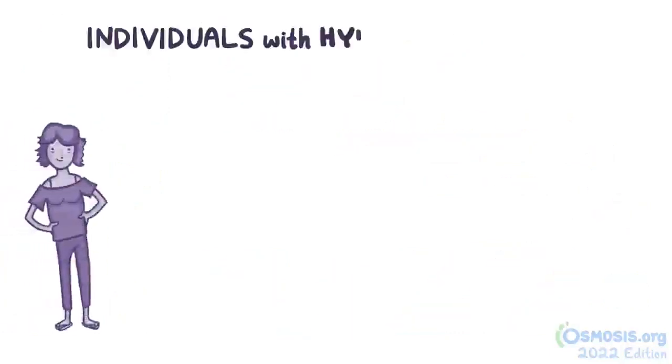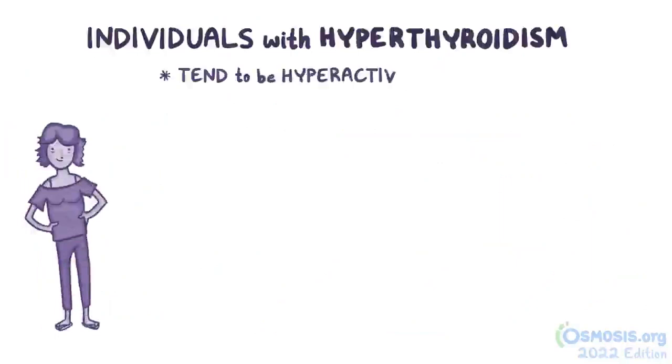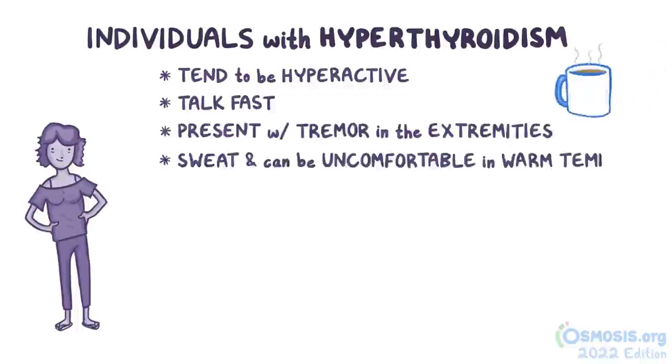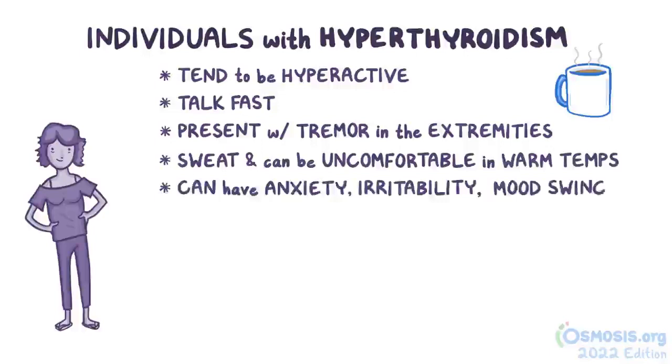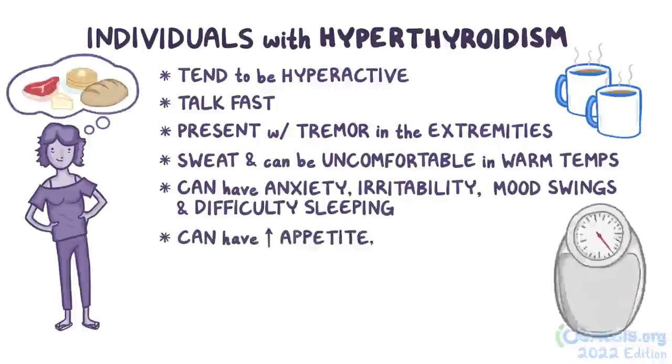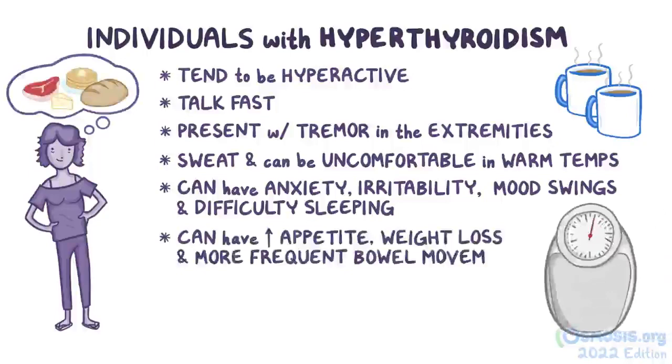So individuals with hyperthyroidism tend to be hyperactive and talk really fast, and present with tremor in the extremities, as if they've had too much coffee. Also, making so much internal heat makes them sweat a lot and uncomfortable in warm temperatures. It can also cause anxiety, irritability, and mood swings, as well as difficulty sleeping. Again, think too much coffee. Hyperthyroidism can also cause an increased appetite, unexplained weight loss, and more frequent bowel movements.